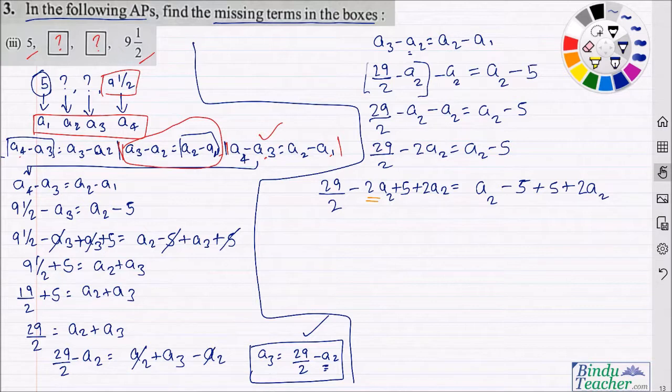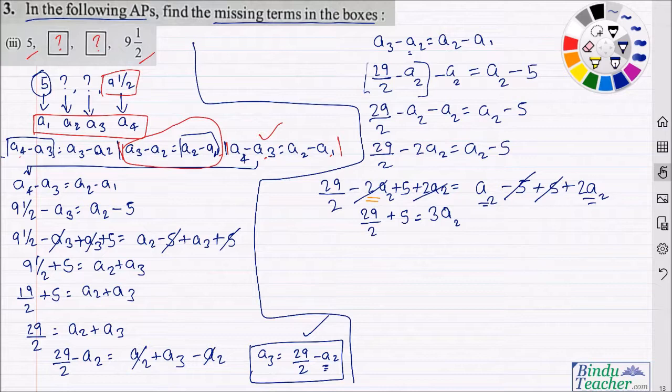Okay, so now let's balance the equation. We have minus 2A2 and plus 2A2 cancelling out each other. We have minus 5 and plus 5 cancelling out each other. So finally we get 29 by 2 plus 5 equals, so here we have A2 and 2A2, which becomes 3A2.